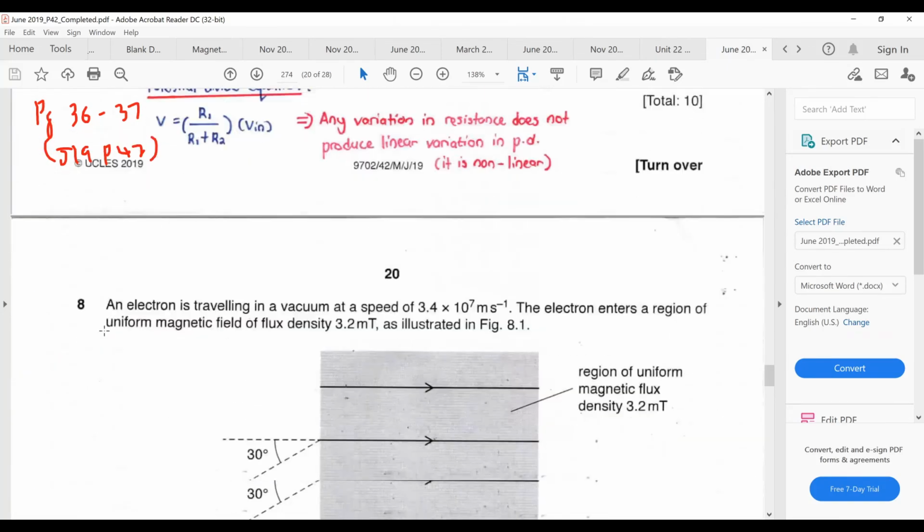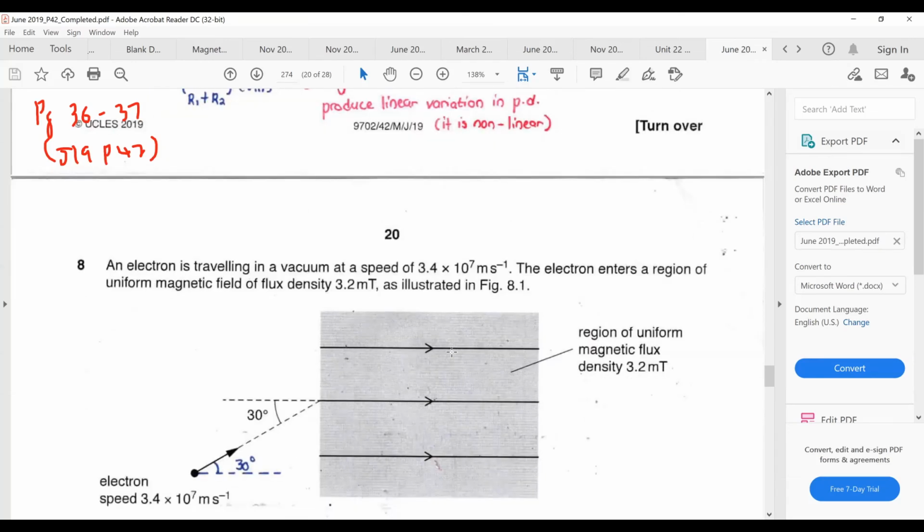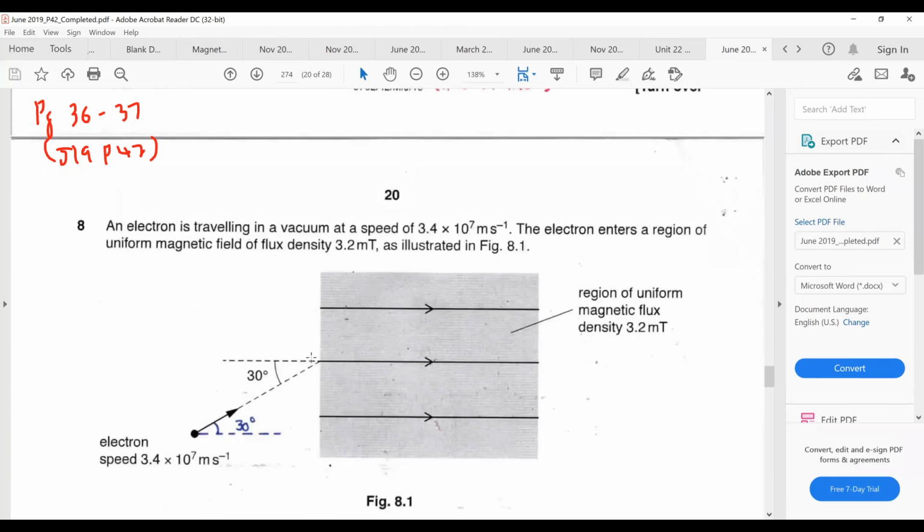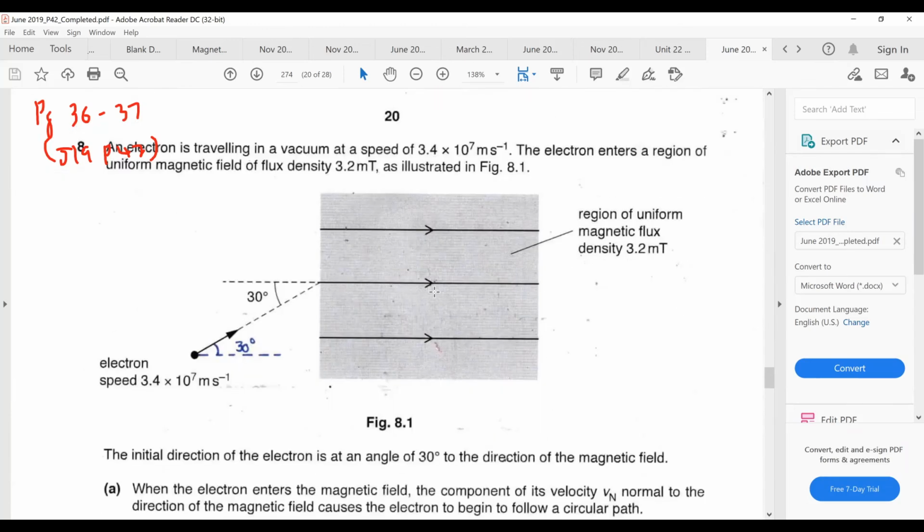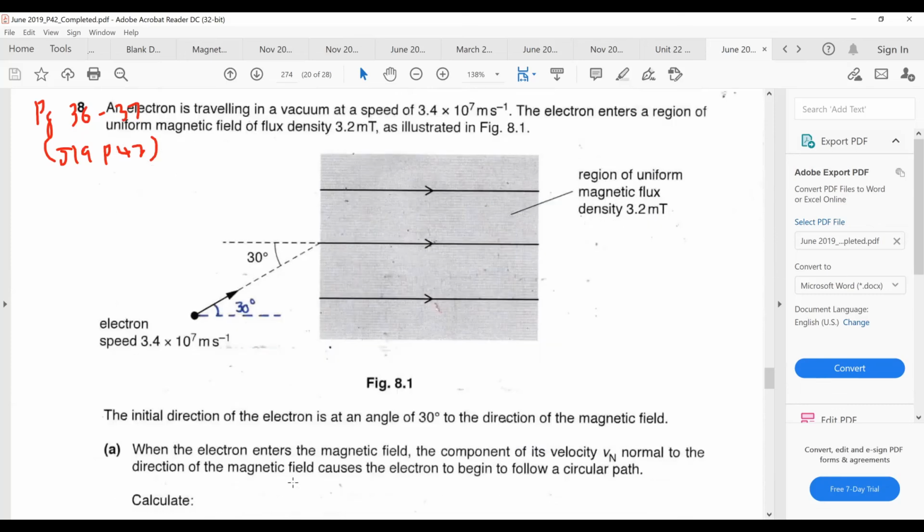Okay, right now, they tell you an electron is traveling in a vacuum at a speed of 3.4 times 10 to the power 7 meters per second. The electron enters a region of uniform magnetic field of flux density 3.2 millitesla as shown. The initial direction of the electron is at an angle of 30 degrees to the direction of the magnetic field. When the electron enters the magnetic field, the component of its velocity Vn, normal to the direction of the magnetic field, causes the electron to begin to follow a circular path.